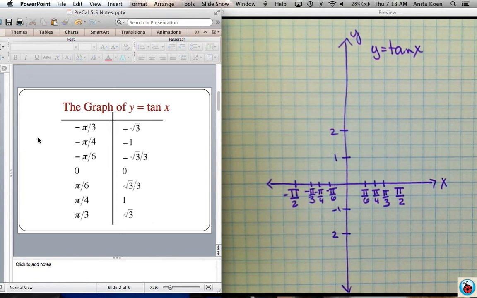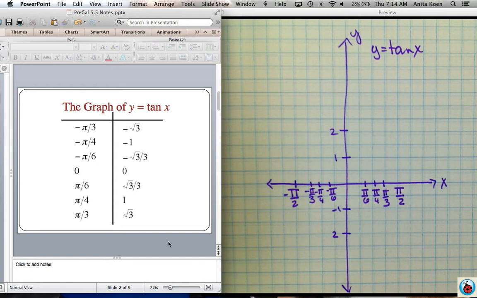Then I took my periodic properties along with my unit circle and the fact that a negative angle is when I take the initial side and rotate it in a clockwise position. And so I know here that the negative pi over 3, that angle has a tangent of negative square root of 3. Negative pi over 4 has a tangent of negative 1, and negative pi over 6 has a tangent of negative square root of 3 divided by 3.